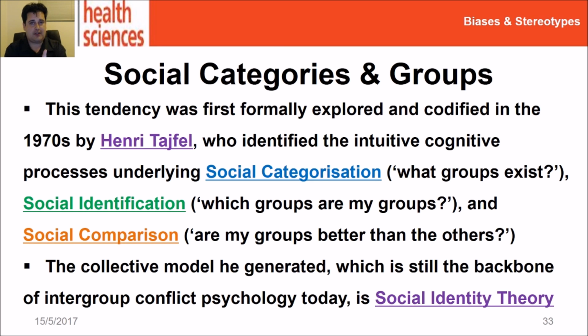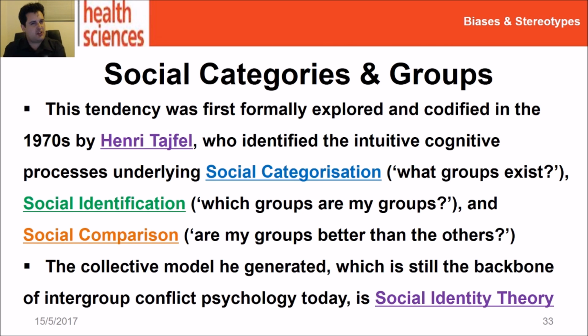1, social categorization. We ask ourselves, what groups exist in the world? Based on how people identify, how they decorate themselves, what allegiances they show, what groups exist in the world around me. 2, social identification. Which of those groups are my groups? Which groups do I belong to? What are my in-groups? What groups do I not belong to? They're my out-groups.